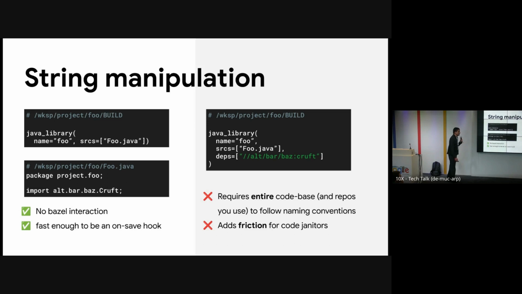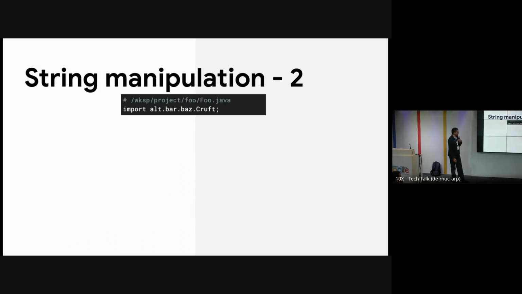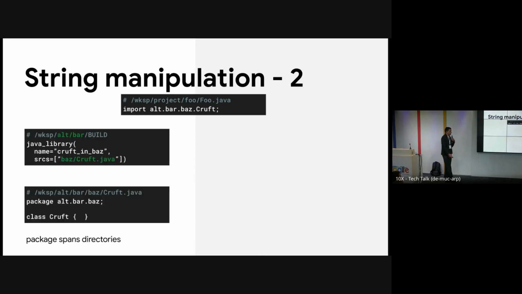The other problem is it couples your source code with your labels, because it adds friction to code janitors. Now let's say I want to rename this class. That means in order to keep following the naming convention, I also need to change the build graph. So coupling these two makes refactoring hard.